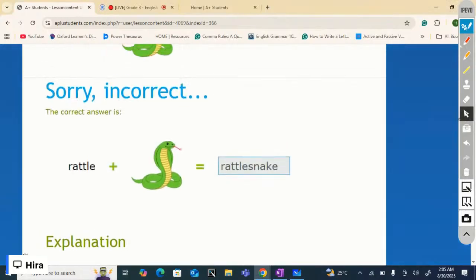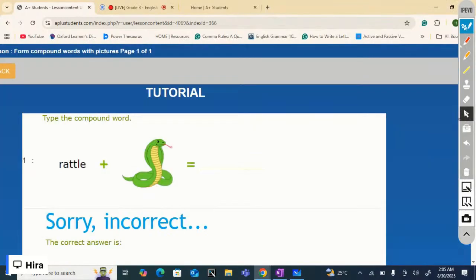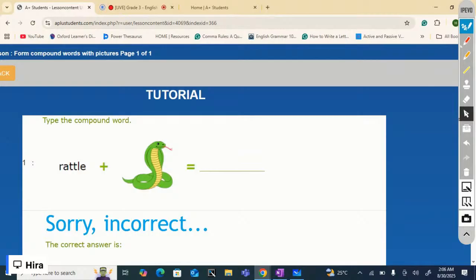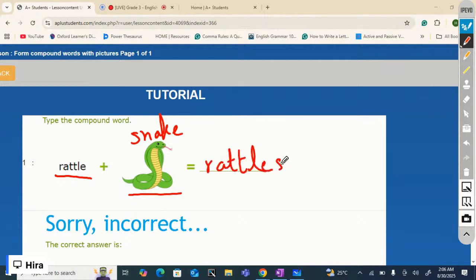In this lesson, we are going to form compound words with pictures. Now, one word is given here. Let's say the word is rattle, and one picture is given. What picture is it? It's a picture of a snake. When you combine these two, you get a new word, rattlesnake. Rattlesnake is a type of snake. So using pictures, you're going to form compound words. Let's begin.